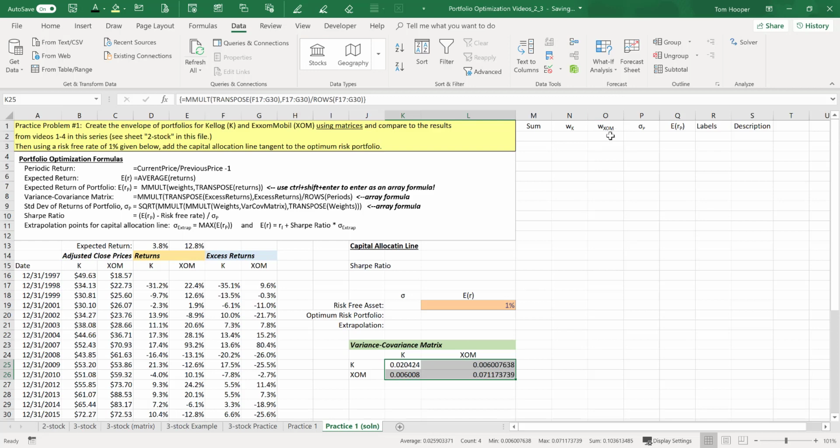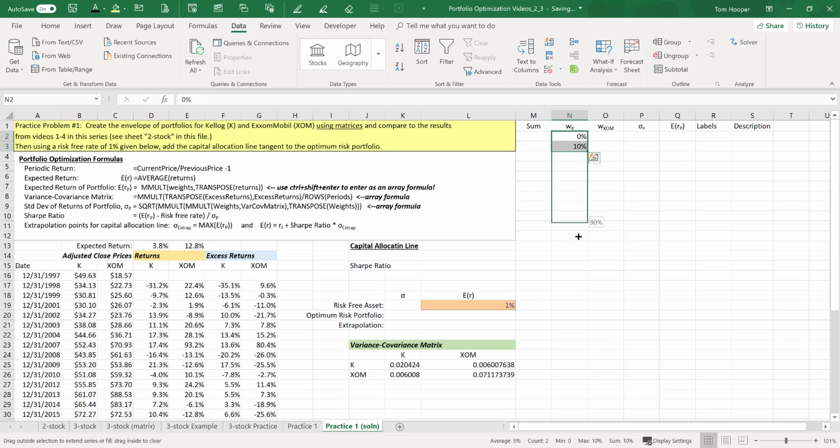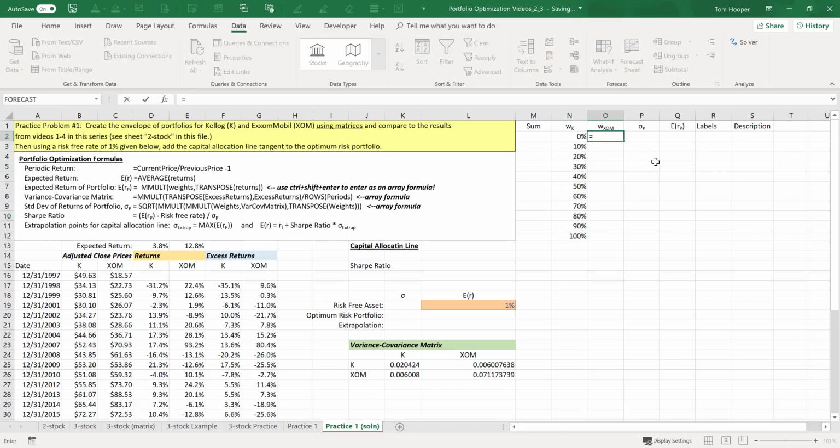Our next step is to come up here and build out our weights table. So if we want to go from 0% to 10% and so on up to 100, since we only have 2 stocks, we can calculate the amount in ExxonMobil directly.